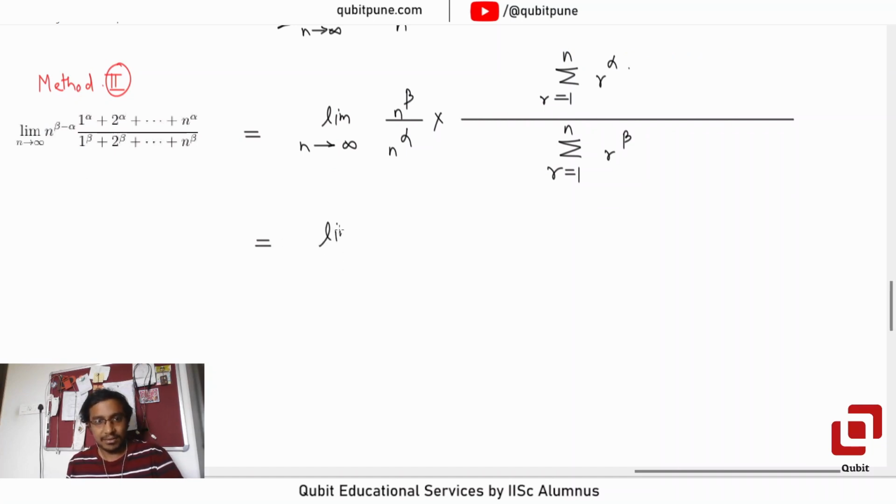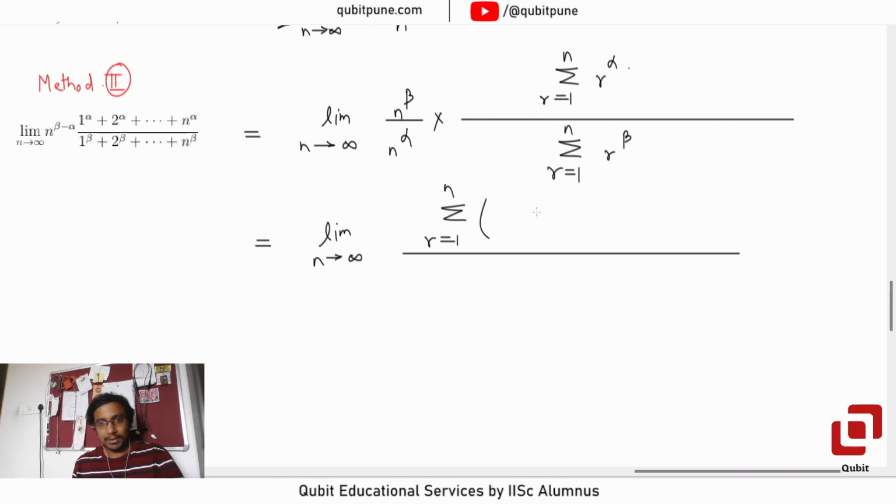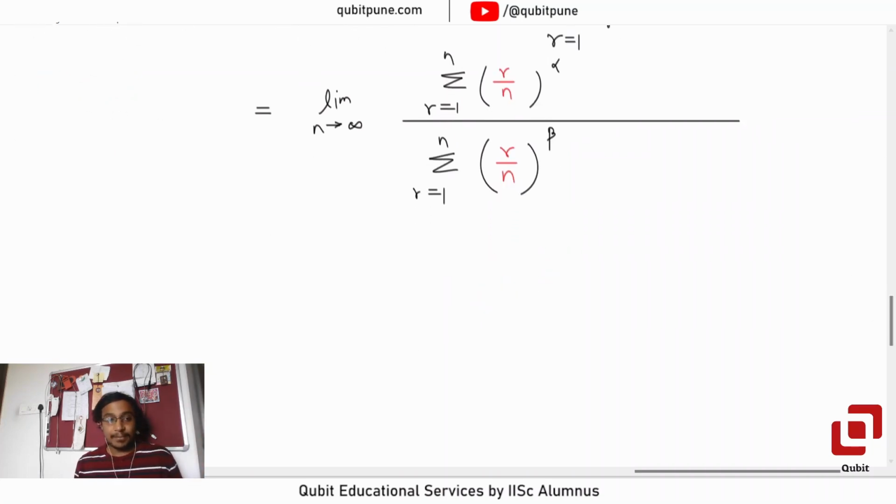It's convenient to send n raised to beta into the denominator's denominator and n raised to alpha into the numerator's summand. So it would be summation r going from 1 to n, r by n raised to alpha, and in the denominator also I need to write the same thing but raised to beta. Okay, I hope you have understood this step, and now comes the main part.